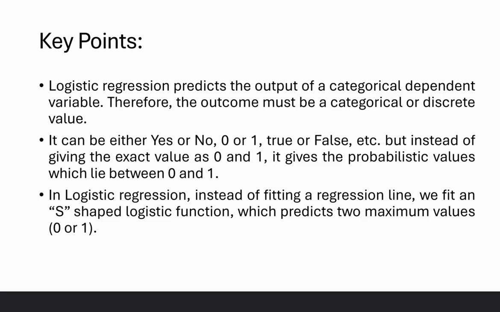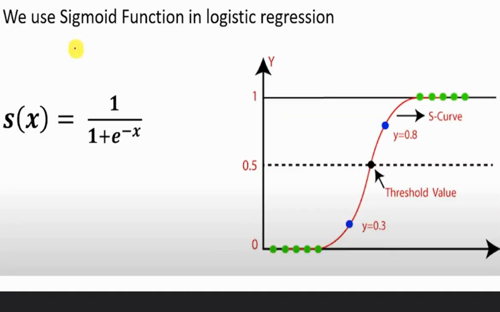But instead of giving the exact value as 0 and 1, logistic regression gives you a probabilistic value which lies between 0 and 1. In logistic regression, instead of fitting a regression line as we do in linear regression, we fit an S-shaped logistic function which is used to predict the maximum values 0 or 1. This is the sigmoid function we are using in logistic regression, and this is the S-curve we are talking about. The sigmoid function is defined as S(x) = 1 / (1 + e^(-x)), and it is also termed a probability function.